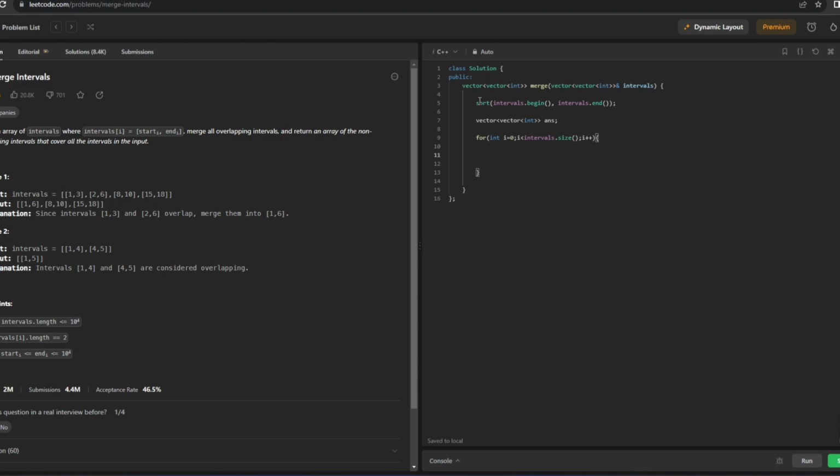Now see, I'm saying that if my answer is empty, what I'll do at that time is simply push back my current interval. We're done with it. Now comes the else part. Why have we done this?